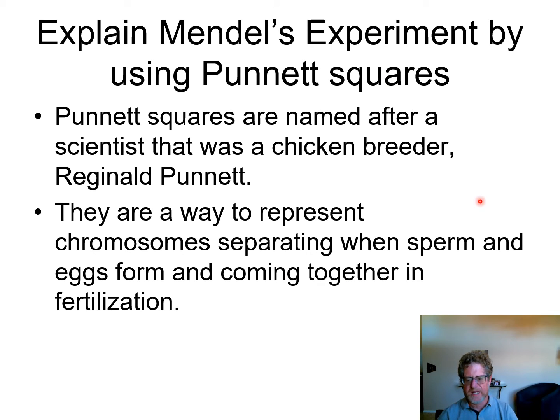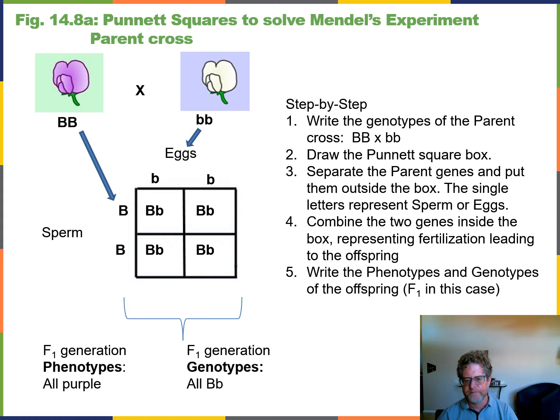Okay, so now we're going to do Punnett squares to see how we can figure all this out. And it was named after a chicken breeder in England named Reginald Punnett. And they're a way to represent the chromosomes and then the sperm and egg forming and then coming back together in the offspring. Okay, so for the parent cross, you're crossing big B, big B by little b, little b. Do a square, and on the outside, represent the sperm separating and the egg separating. It doesn't matter which one is the sperm and which one is the egg.